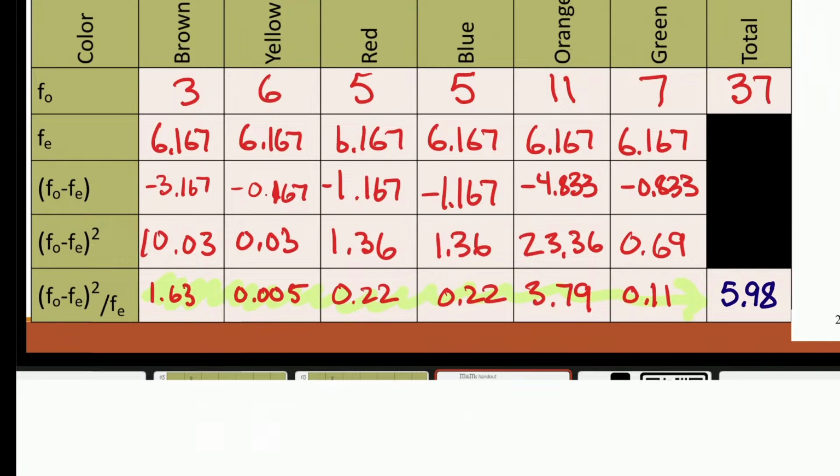Okay, so I got 5.98. I'm guessing that some of you got closer to 0, and some of you have a number bigger than my number. But we each have a number, and that number is a chi-squared value that we're going to compare to the critical value. So we may have different conclusions, which is fine.